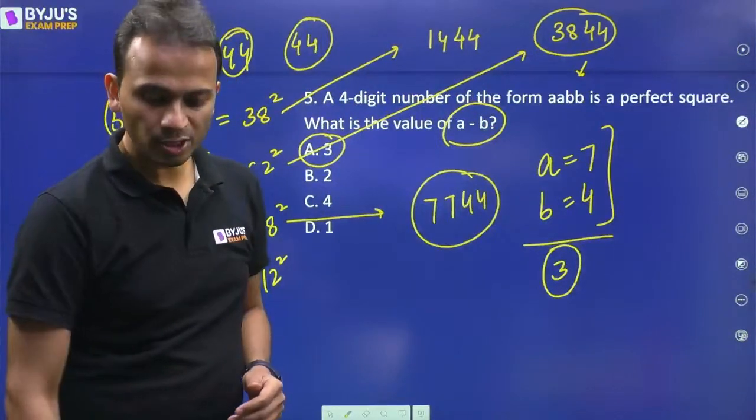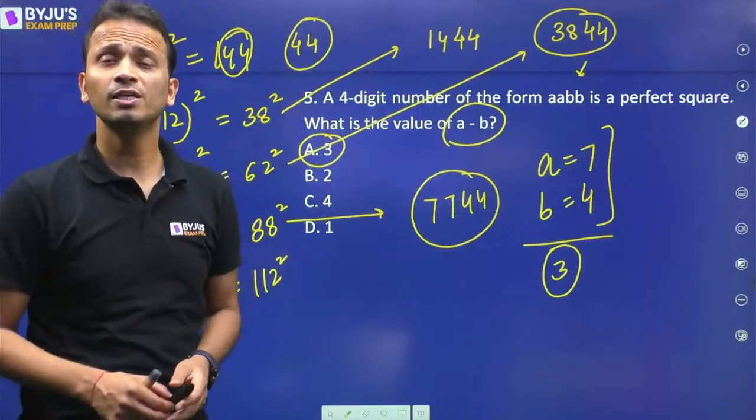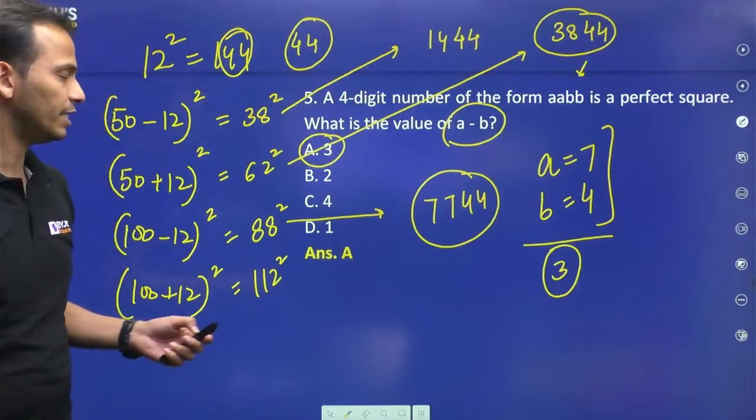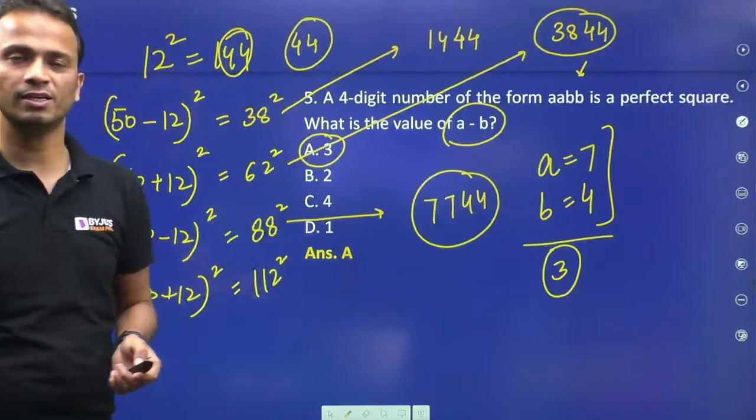So option A should be the correct answer for this question. Nidhi ने सही answer दिया था. Nidhi has already given a correct answer. So yes, option A is the correct answer.